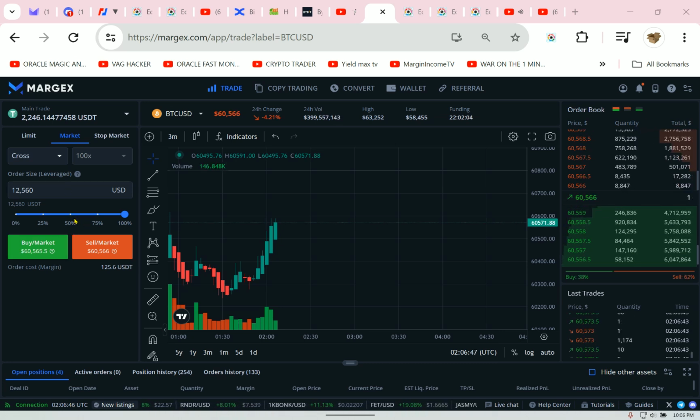So we're going to do this one on cross. We're going to use 75% of the wallet here. Cross leverage, so I can add to it if I have to. I'd really like to be under the whole number.